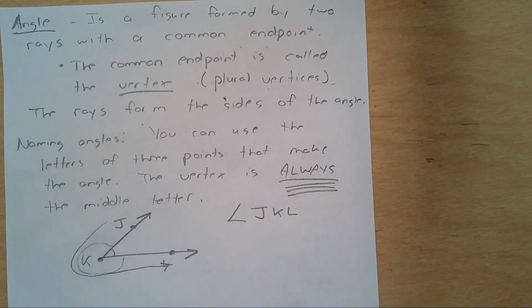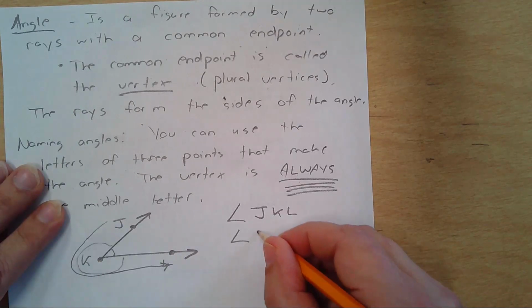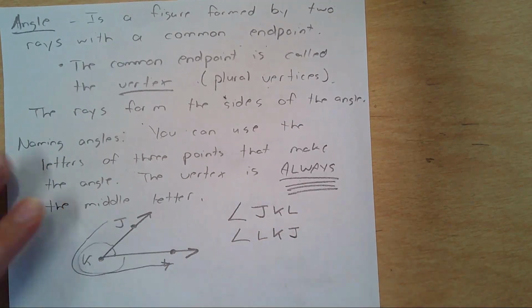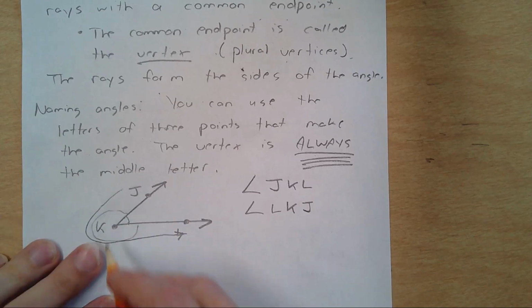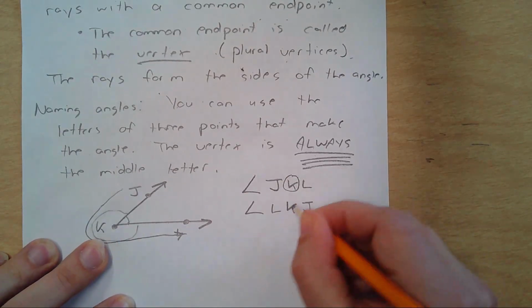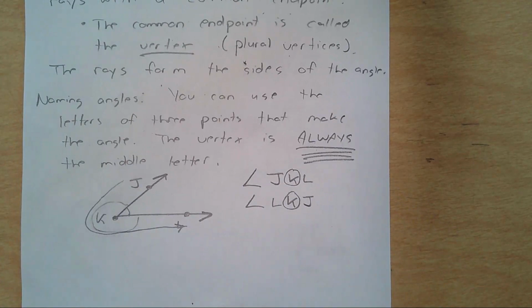which is fair. Could also be called, what's the other angle, or how could I represent this angle? What's the other way I could write it? LKJ. Right. Both are fine. Both are acceptable. Doesn't matter the order that you represent it. But what does matter is that the vertex is in the middle. And that is absolutely vital to everything here.